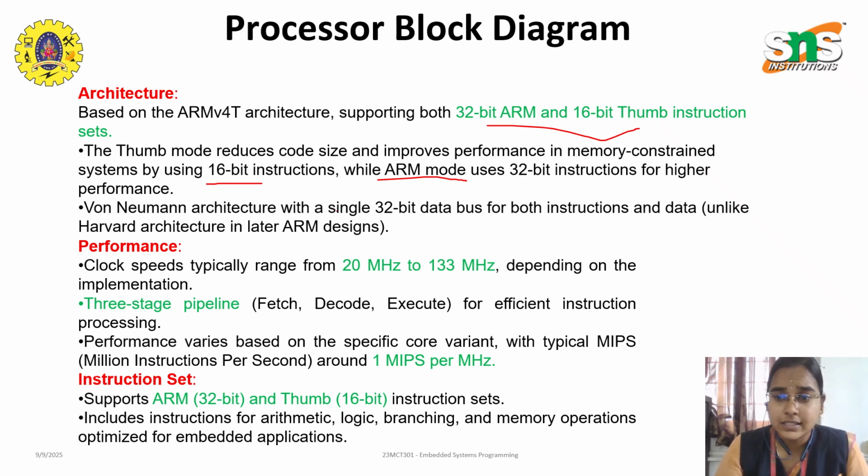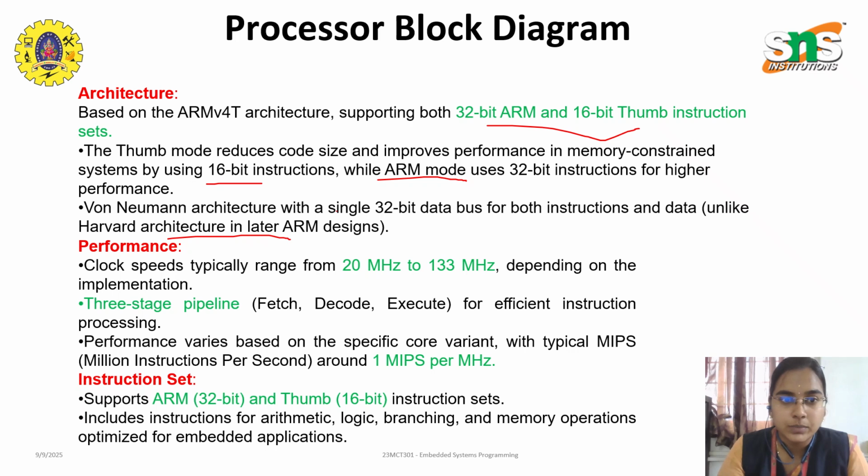Another uniqueness is that it is a Von Neumann architecture with a single 32-bit bus for both instructions and data, unlike the Harvard architecture in the later ARM designs we will be discussing. So the unique features are the Von Neumann architecture, that is, a single 32-bit bus for both the instructions and data to be transferred, and the two modes of operation. Either it can be used in 16-bit Thumb instruction mode, or in 32-bit ARM mode.